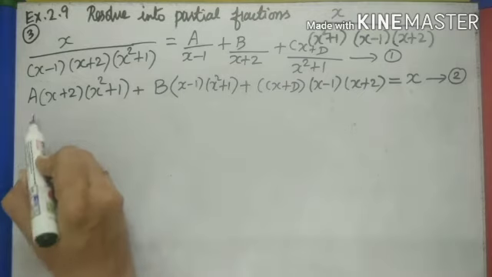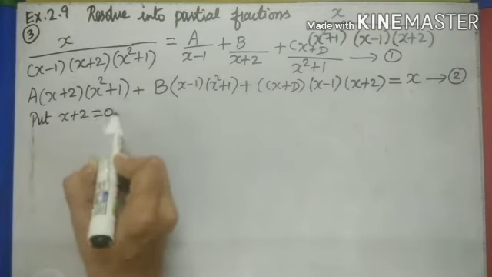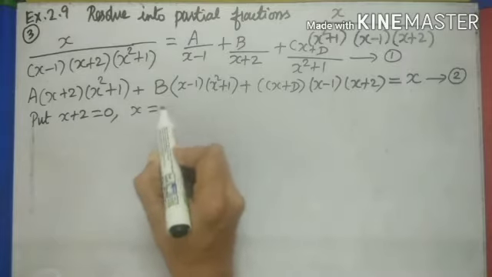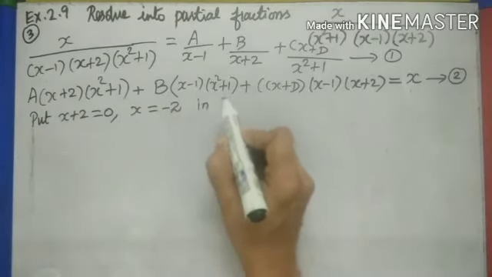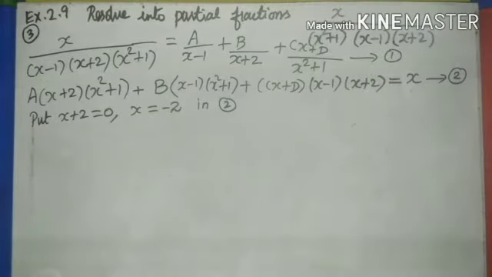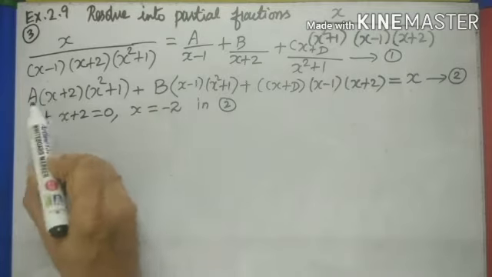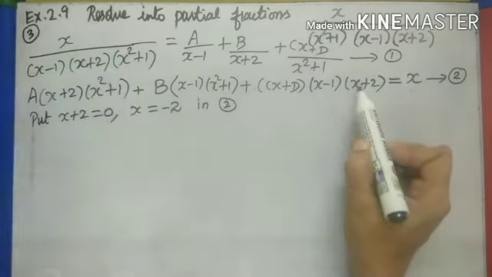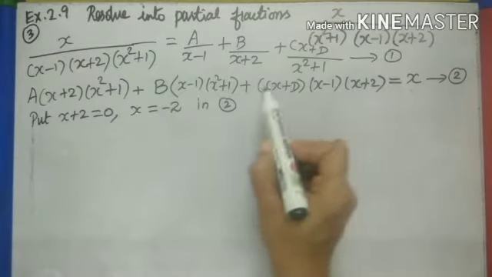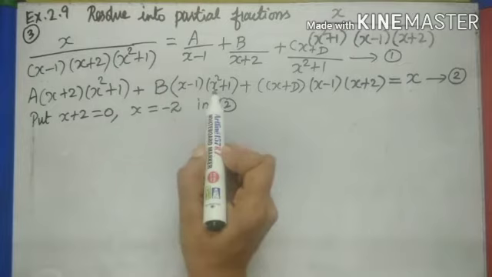So, the very first bracket, x plus 2 equal to 0 means wherever x is coming, put minus 2 in second equation. Now, wherever x plus 2 is coming, that is 0. So, 0 into anything, 0, forget it. This is again 0. 0 into the whole thing will become 0. I'm just left with the second thing.